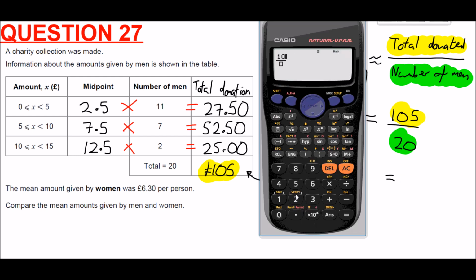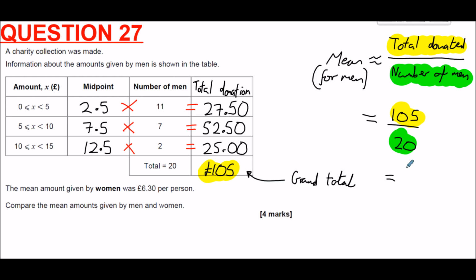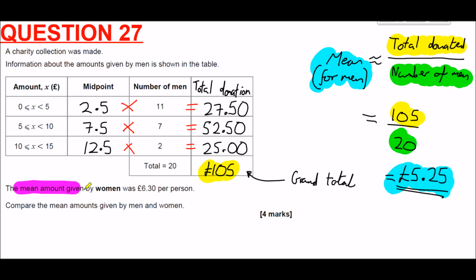So 105 divided by 20, £5.25. So that's the mean for the men. Mean for men was £5.25. If you compare that for the mean amount given by the women, that was £6.30.